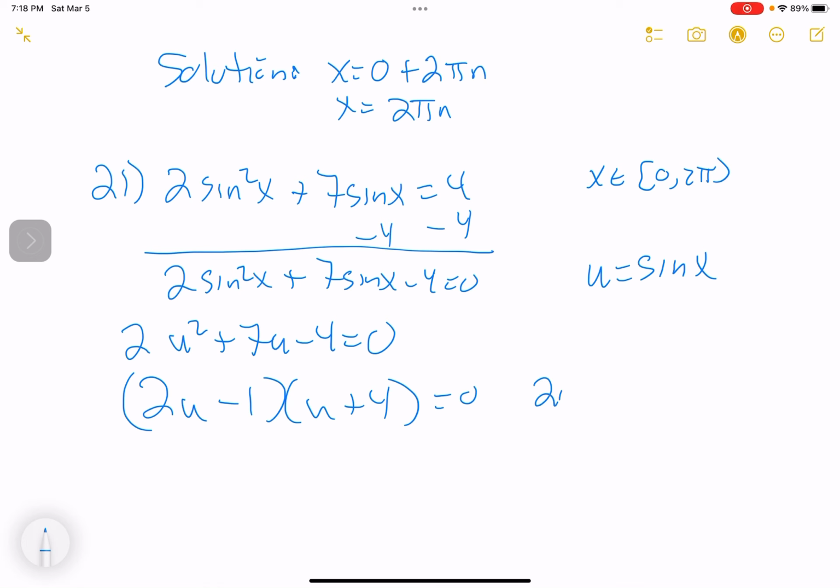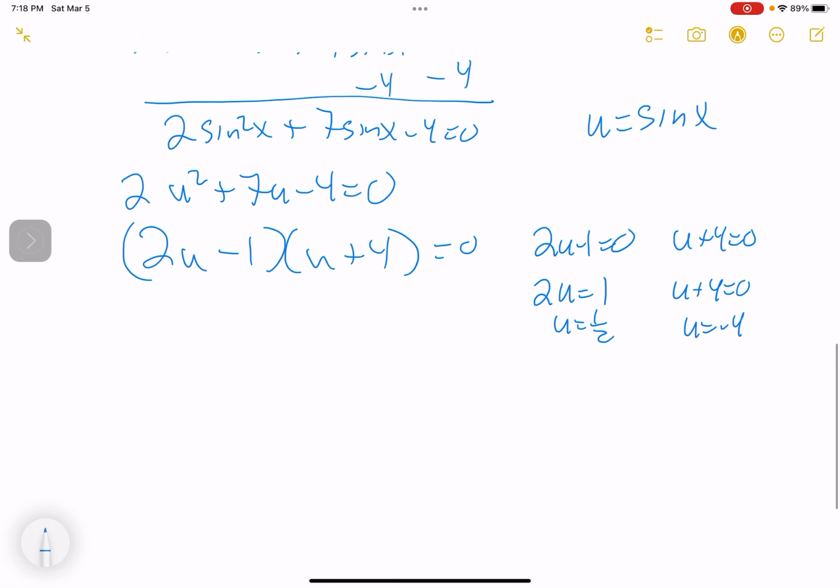So I'd have 2u minus 1 equals 0, u plus 4 equals 0. I'm using the zero product property. I can set each factor equal to 0. 2u equals 1, u equals 1/2. u plus 4 equals 0, u equals negative 4. Okay, so what was u? u was sine of x. So I take that sine of x now and I put it in place of the u. Sine of x equals 1/2, and sine of x equals negative 4.